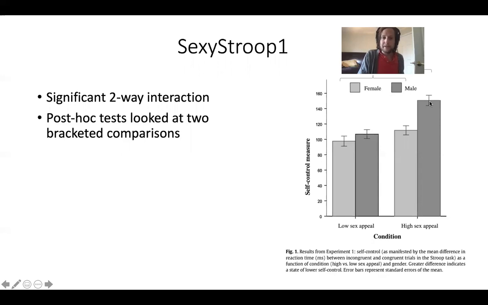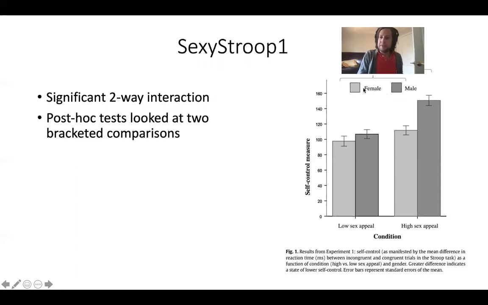Stroop interference, once again, is measured by if you have a very big difference in reaction times between the incongruent and congruent conditions. If you're really slow in the incongruent condition compared to the congruent condition, then you're going to have a very tall bar right here. And that was particularly true for men after they had just looked at sexy pictures of women.